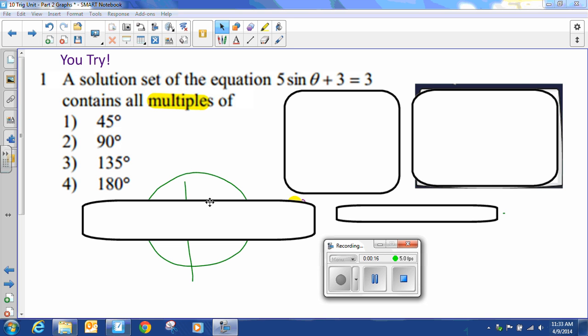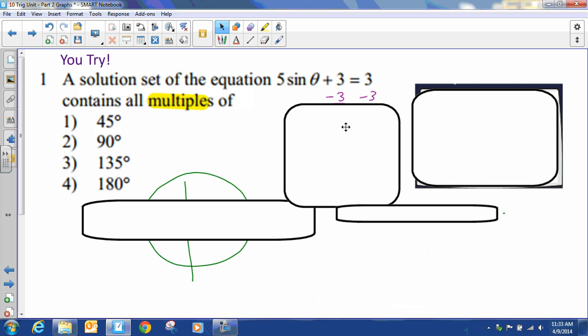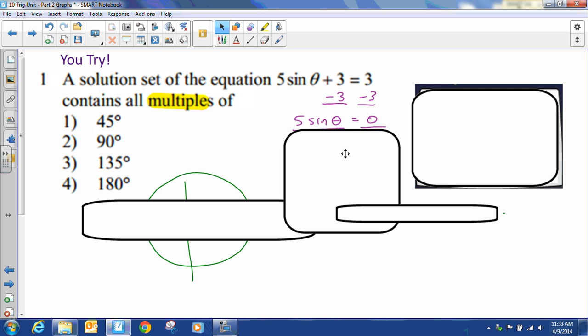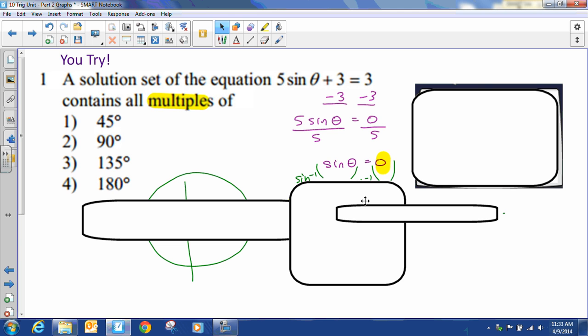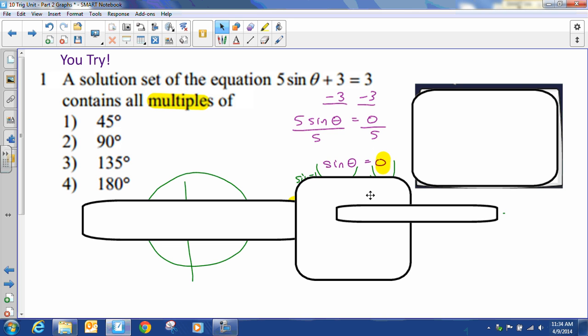So, first thing is you want to solve this algebraically. And just like you normally would, we want to isolate the variable. In this case, the variable is the angle. So we want to subtract 3 from both sides first. That leaves us 5 sine theta equals 0. And then you want to divide both sides by 5, leaving us sine of theta equals 0.